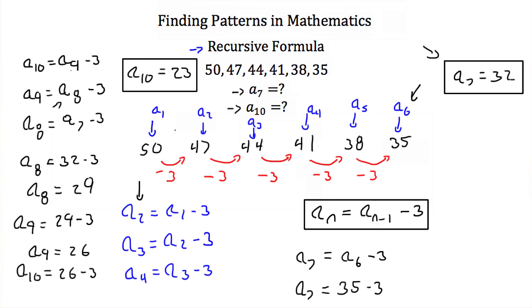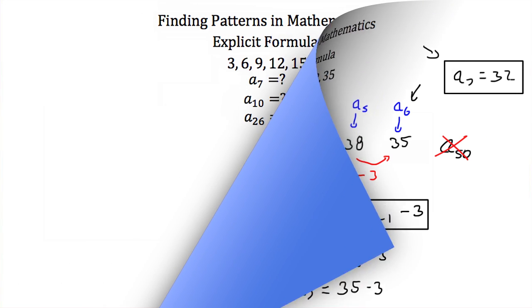So we found A10, but imagine if we had to find A50. That would be very hard using a recursive formula. So instead, let's talk about explicit formulas. So let's try writing an explicit formula for the sequence 3, 6, 9, 12, and 15. Then let's try to find our 7th term, our 10th term, and our 26th term. Now remember, an explicit formula includes the position, so it's going to have n in it.